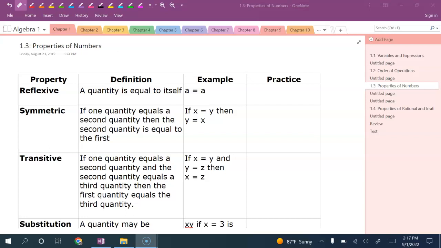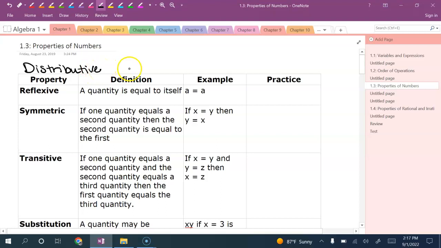One property that's not on your chart here that I want to just go ahead and get out of the way before we get into the chart is called the distributive property. If you just want to add this on to the top of your chart.